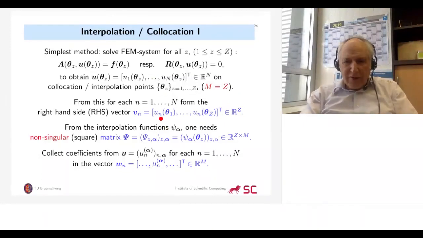And then from the interpolation functions, I need the interpolation functions at these points for all interpolation functions. So that's something in the set Z times N. And the coefficients, I again take for each n and put them in a vector like this. That's the vector of length N. So these are the things which I can evaluate.